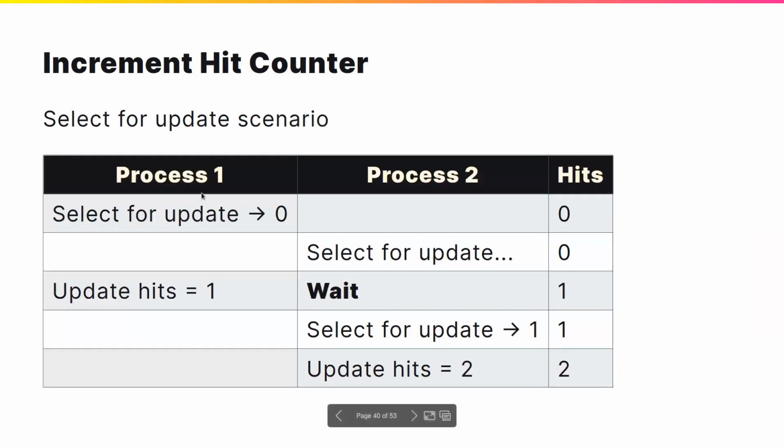So if we look at the same scenario again, process one fetches a row, hit counter is 0. Process two tries to get the row, but it is forced to wait. Process one updates the hit counter to 1 and commits the transaction, at which point the lock is released. Process two fetches a fresh copy of the row where the hit counter is updated to 1, increments to 2, and there you have it, two processes, and the hit counter is 2.